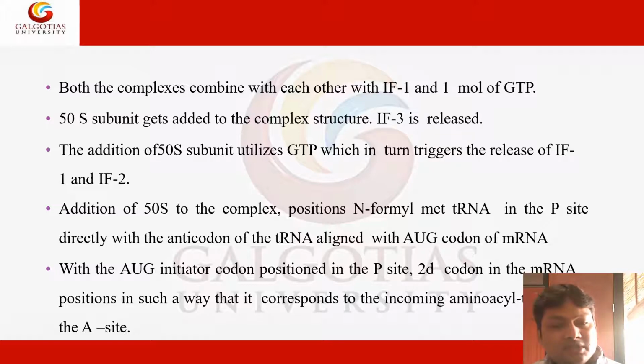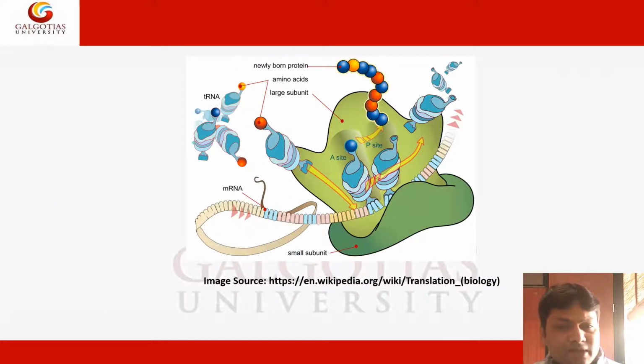With the AUG initiator codon positioned in the P site, the second codon in the mRNA is positioned in such a way that it corresponds to its incoming amino acid transfer RNA at the A site. In this figure, you can see the whole process, how the amino acid comes and binds to the A site, and after the binding, the ribosome moves along the mRNA, and the next amino acid comes and then binds.